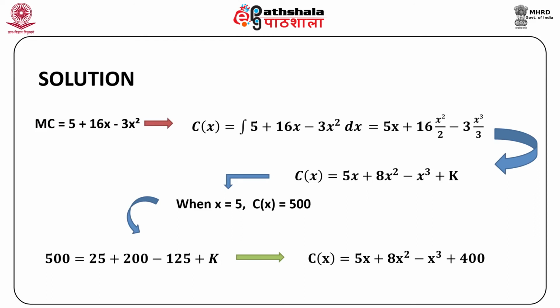Solution. MC is given by 5 plus 16x minus 3x square and C(x) is equal to the integral of 5 plus 16x minus 3x square dx. C(x) is therefore 5x plus 8x square minus x cube plus k. When x is equal to 5, C(x) is 500. Equating these values, we get k equal to 400. Therefore, the total cost function is equal to 5x plus 8x square minus x cube plus 400.